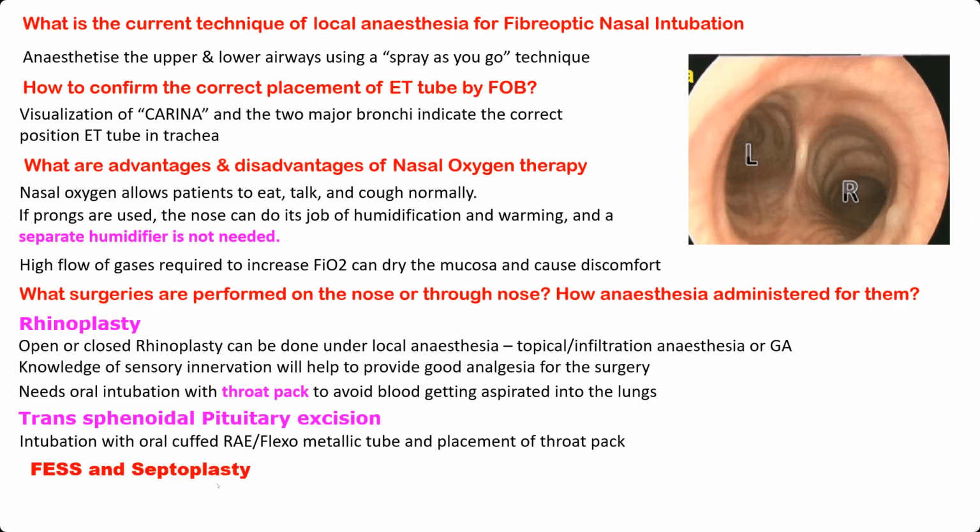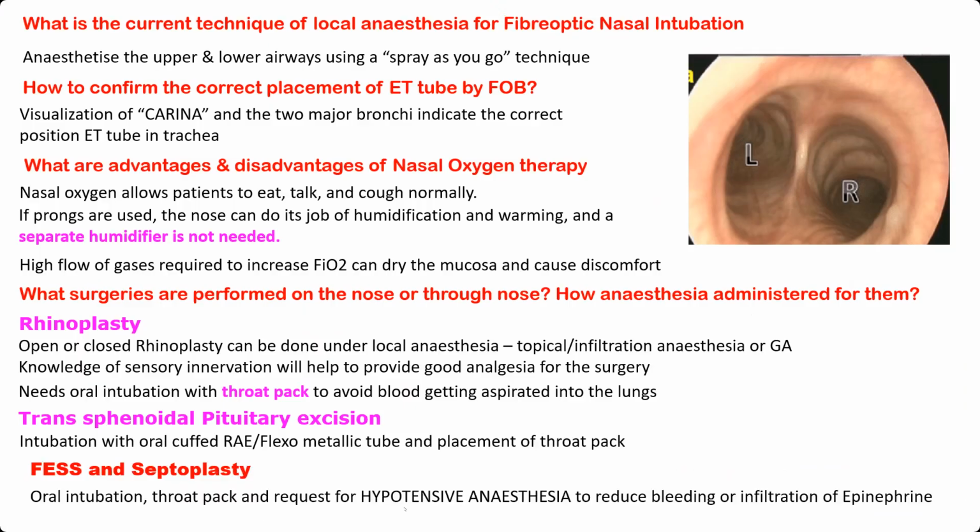And the septoplasty, which all of you would have been familiar with, is also done through the nose, and for that also we do only an oral intubation with a throat pack, and the surgeon may request hypotensive anesthesia. So either you put a vasoconstrictor like phenylephrine or adrenaline soaked gauze to reduce the bleeding from the mucous membrane, or in some prolonged cases the surgeon may request hypotensive anesthesia also. So these are some of the practical points which you have to know about nose surgery.